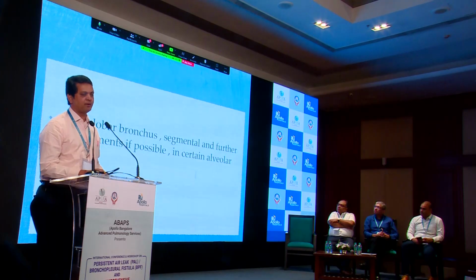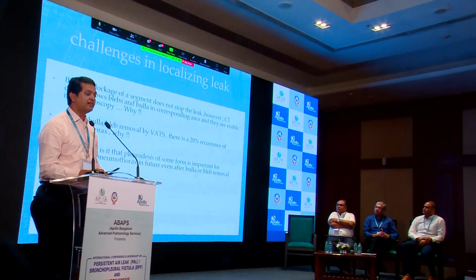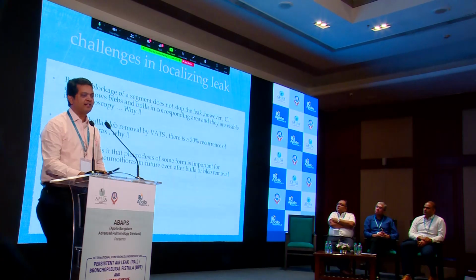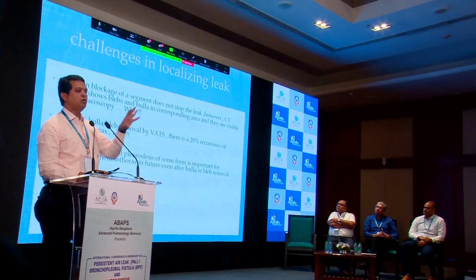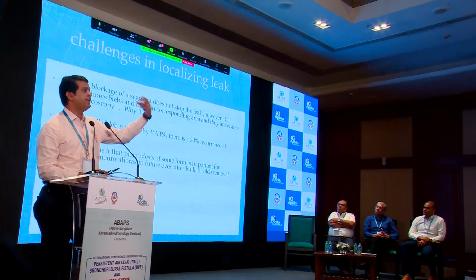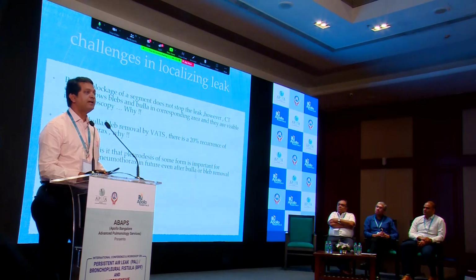But then go to global, segmental, and further segments if possible, based on what your CT shows in a certain alveolar pleural fistula, but it's not very simple. Now, what are the challenges in localizing a leak? Let's just think about this. You balloon block it, and it does not stop the leak. However, if you look at the CT, there is a leak exactly from the place that you've seen.